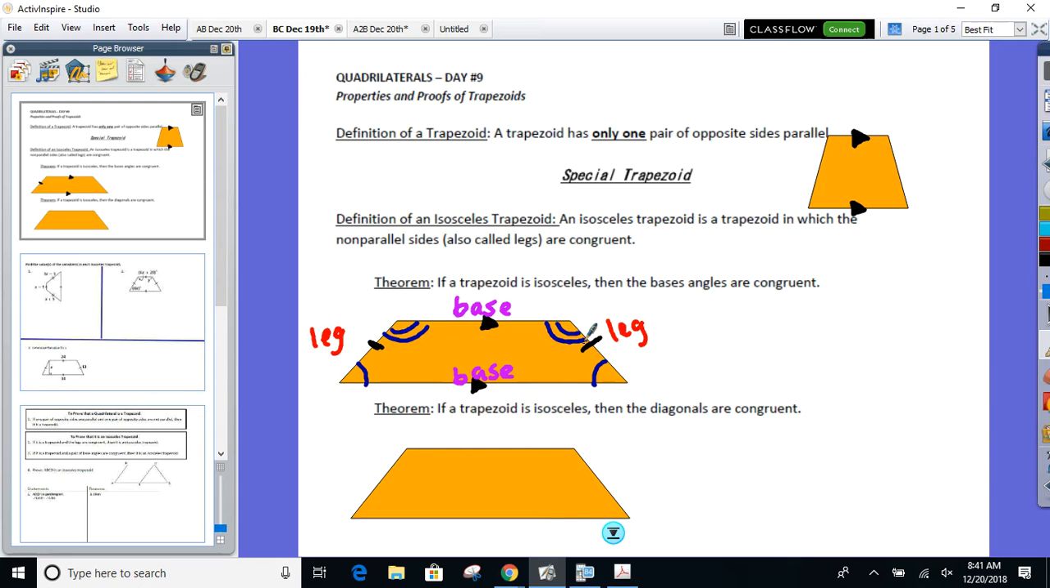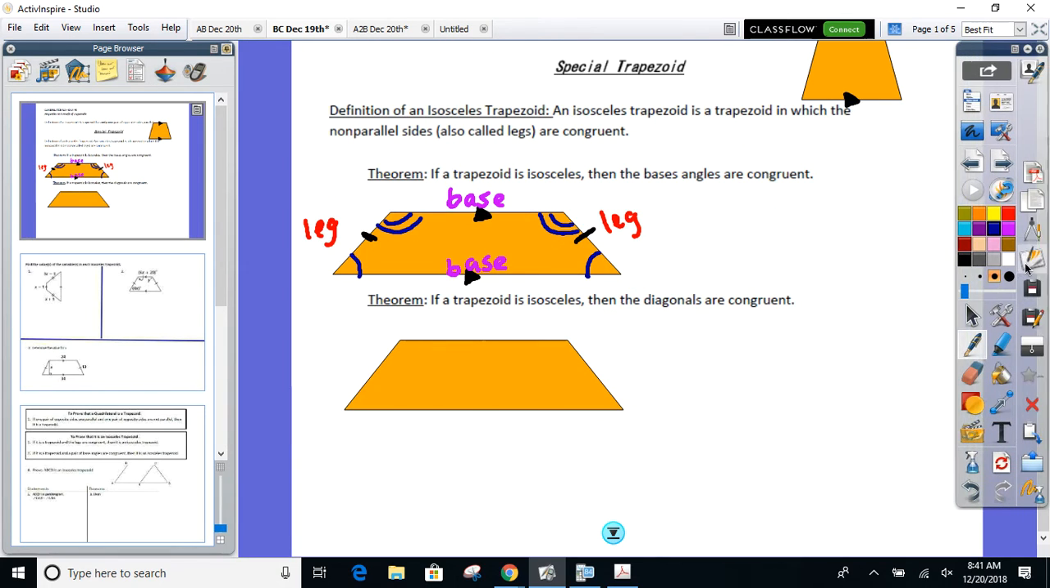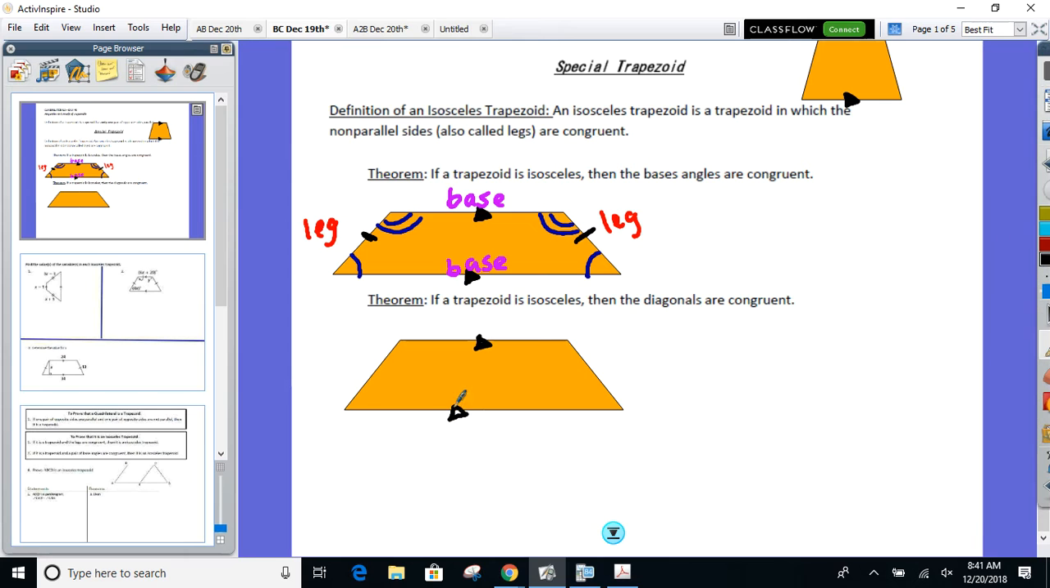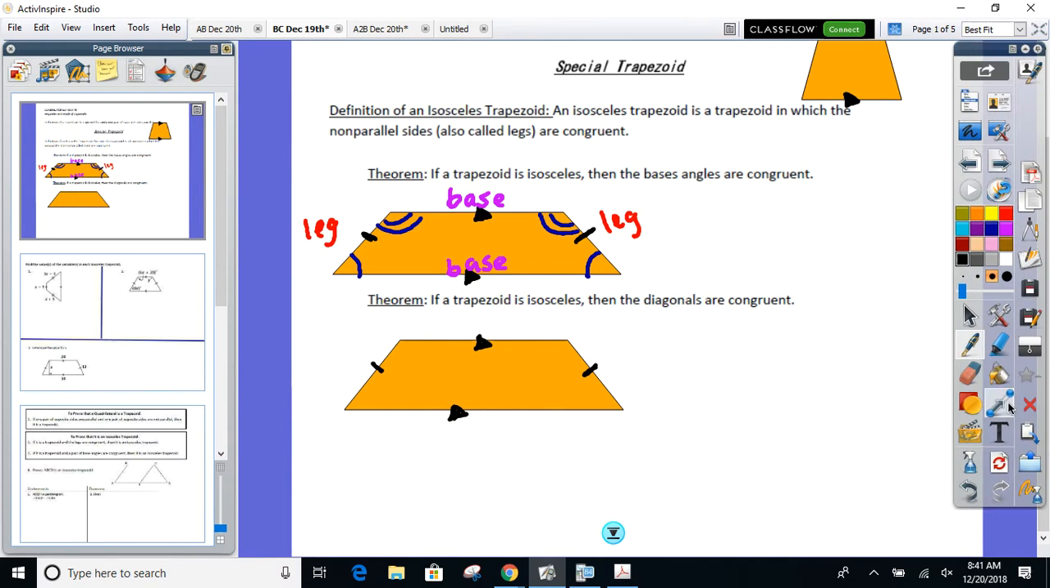And the final property of the isosceles trapezoid, diagonals. Diagonals are congruent.